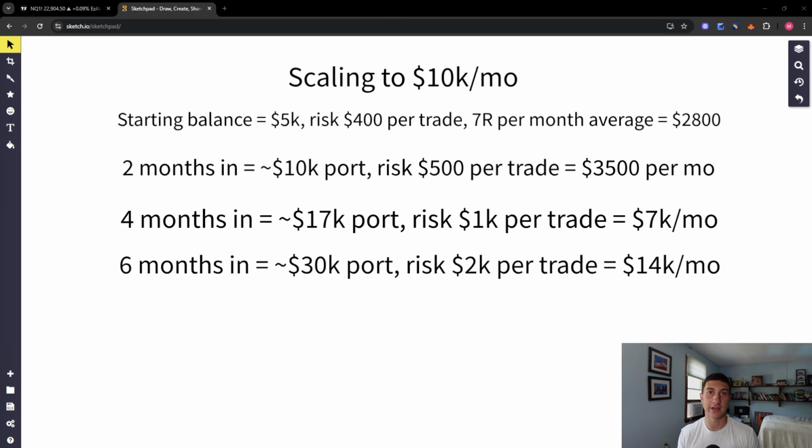Now, I want to make something very clear right off the bat. I have been trading for 8 years. I have a lot of experience in the financial markets. I know how different assets move. To me, this $10,000 a month is a lot more reasonable than for a lot of you guys who aren't even profitable yet.